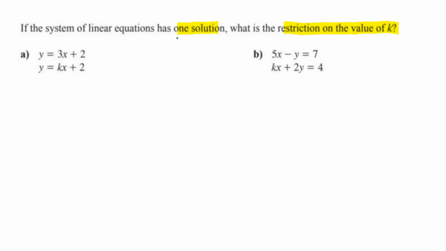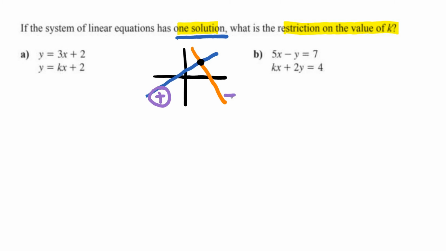Now remember, if you have one solution, what does that look like? Here's your graph. One solution is something like this. If one graph looks like that, then one solution would look like that. So the slopes have to be different, right? The slopes have to be different. This slope here is positive, and this is a negative slope. So if you have one solution, you just need to make sure that the slopes are different.